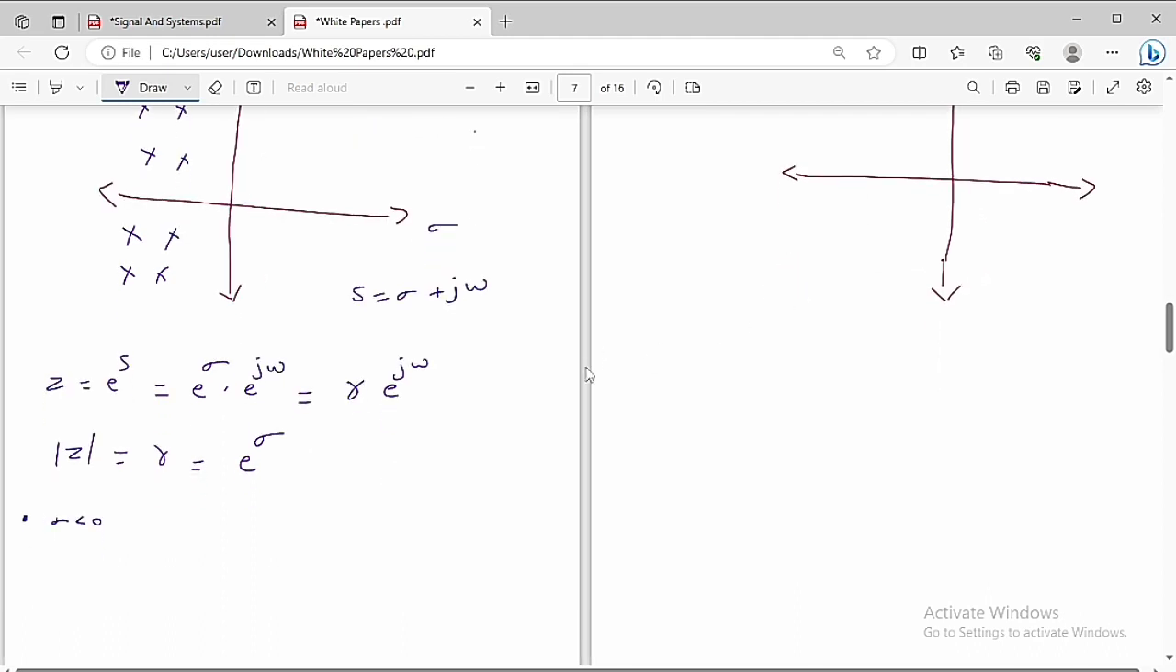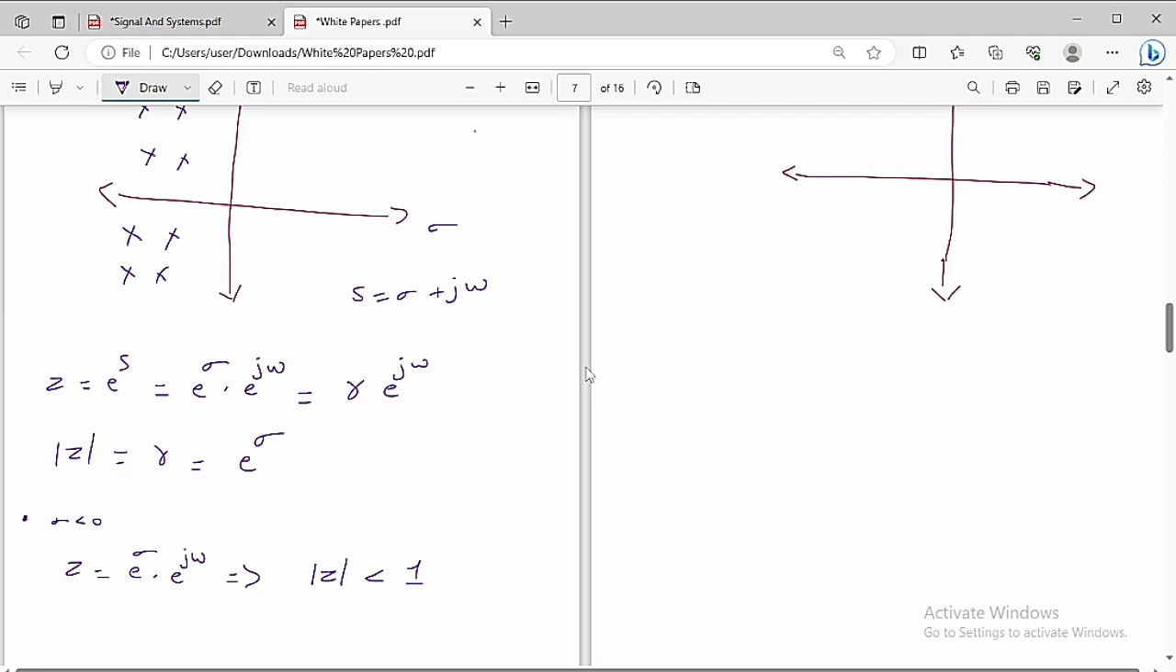So Z is equal to e to the power of sigma into e to the power of j omega. If sigma is lesser than 0, what happens to e to the power of sigma? Let us assume sigma is equal to minus 1. Then e to the power of minus 1 is 1 by e, which is lesser than 1, because e is greater than 1. So the magnitude of Z is lesser than 1, which means it lies inside the unit circle.